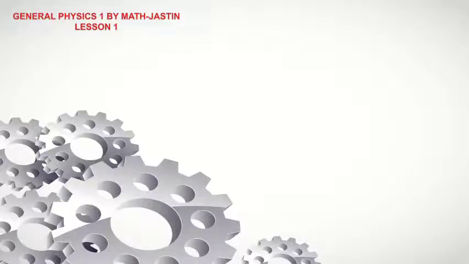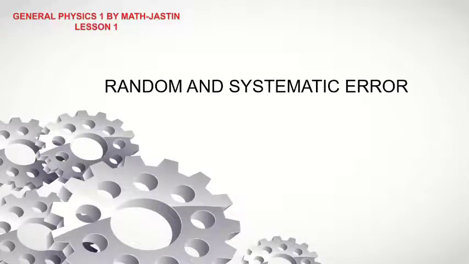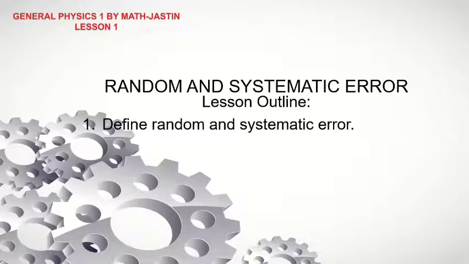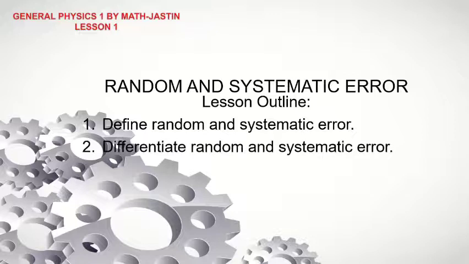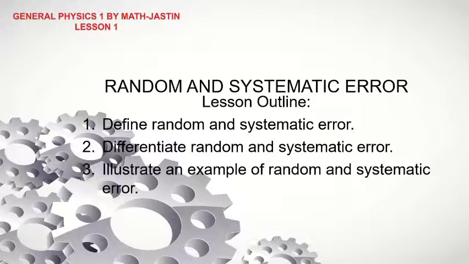Alright? So, our first lesson is all about random and systematic error. I guess, sa mga nakakita ng aking post sa FB page, alam niyo na siguro. We have lesson outline. So, first, define random and systematic error. Next, differentiate random and systematic error. Next, illustrate an example of random and systematic error.